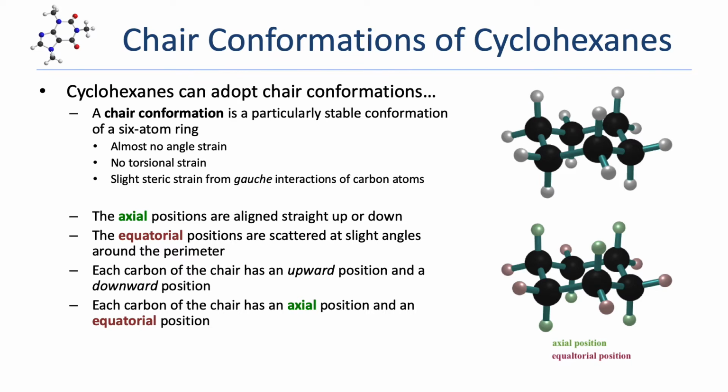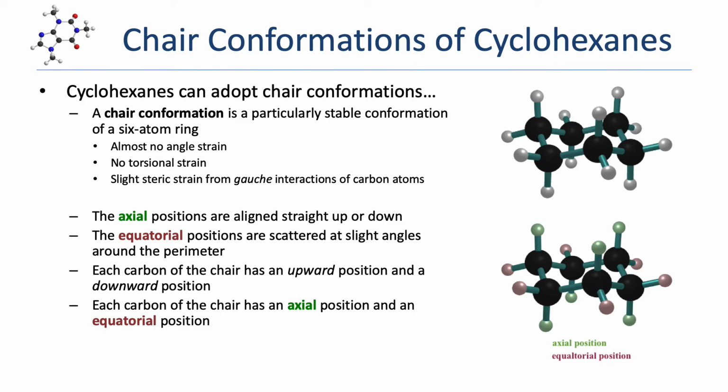It's stable because it has almost no angle strain, it has no torsional strain, it has only a very slight amount of steric strain from the gauche interactions from the actual carbons in the ring. If you look carefully at a model of a chair conformation, you'll see that some of the groups attached to the carbons of the ring are pointing straight up and down, and some other ones are pointing outward at funny angles.